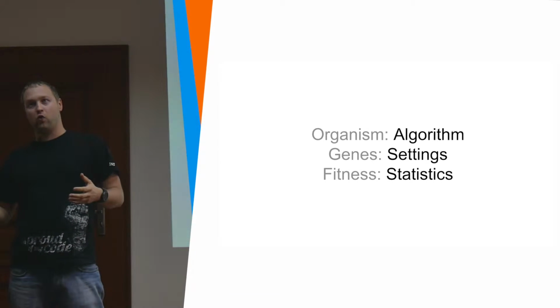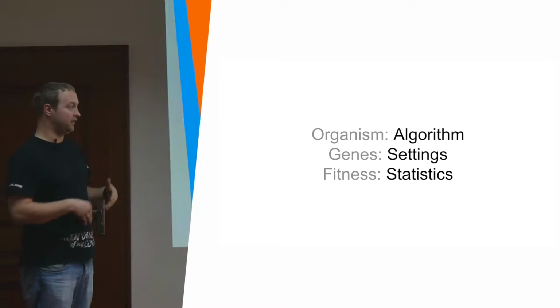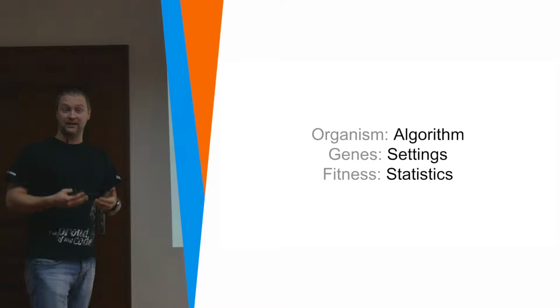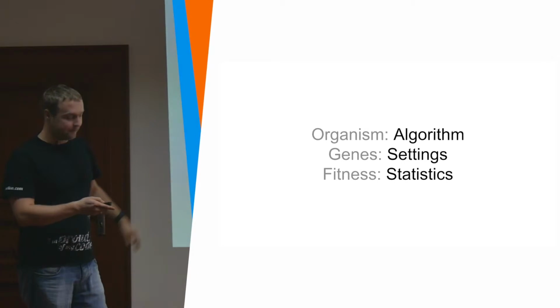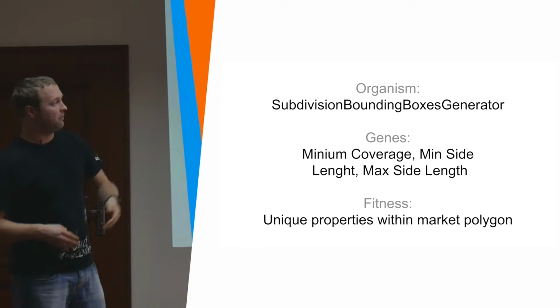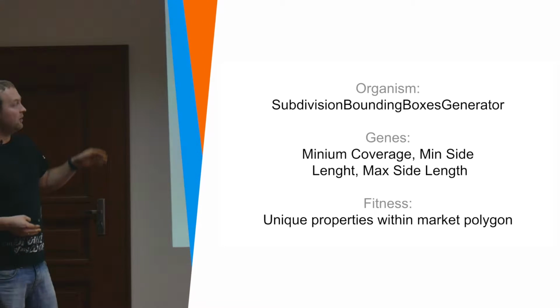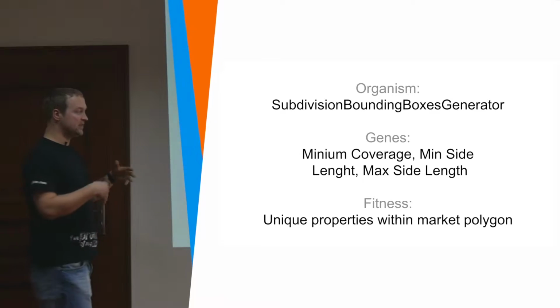And to know if it's better or worse than the previous generation, we calculate something called fitness. And this fitness are those statistics that we have seen on one of the first slides. So in our particular situation, our organism is the subdivision bounding boxes generator, which is the original class name for this thing. And the genes are minimum coverage, minimum side length, and maximum side length.